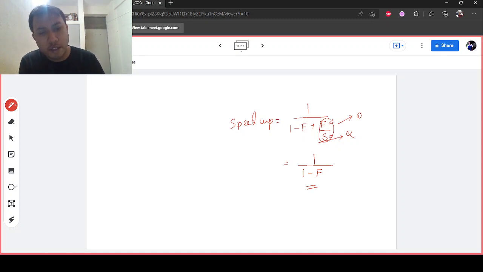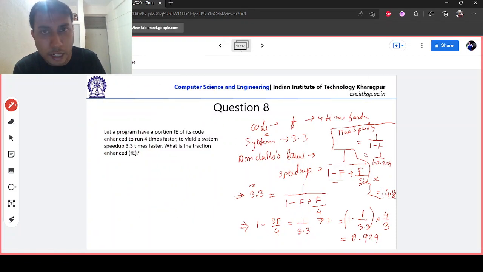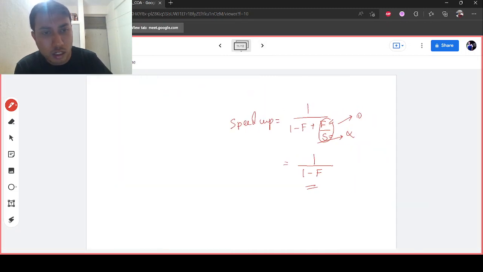So in our case, if we substitute the values, in the previous question we received the value as 0.929. So if f is equal to 0.929, the maximum speedup will be 1 divided by (1 minus 0.929), and the value is 14.08.